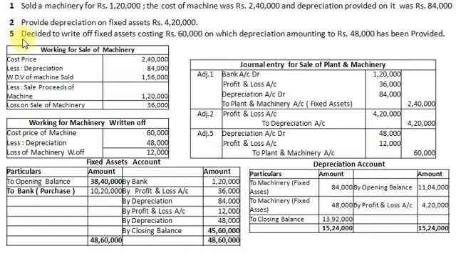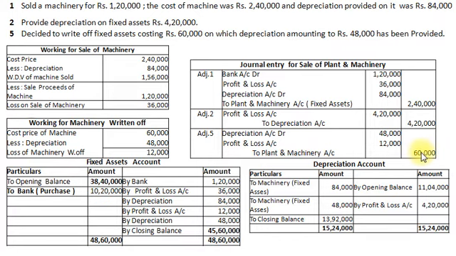Adjustment number 5. Decided to write off fixed assets costing rupees 60,000 on which depreciation amounting to rupees 48,000 has been provided. See the working for machinery written off. Cost price of machine 60,000 less depreciation 48,000. So loss on machinery written off rupees 12,000. Now our accounting entry for adjustment number 5 would be depreciation account debit 48,000, profit and loss account debit rupees 12,000, to plant and machinery account rupees 60,000.